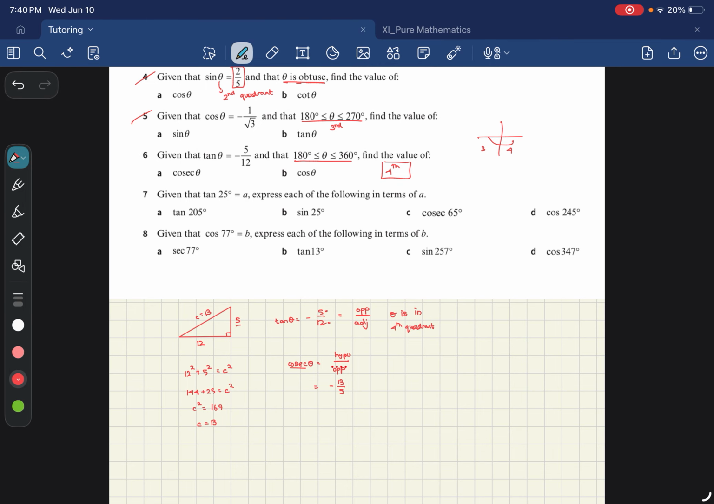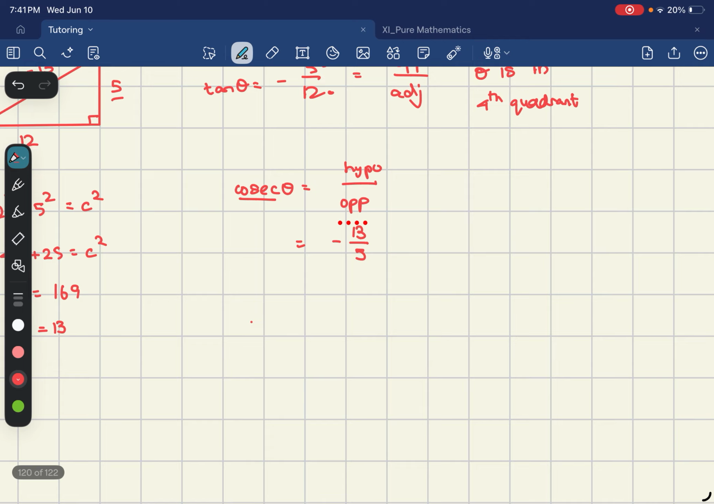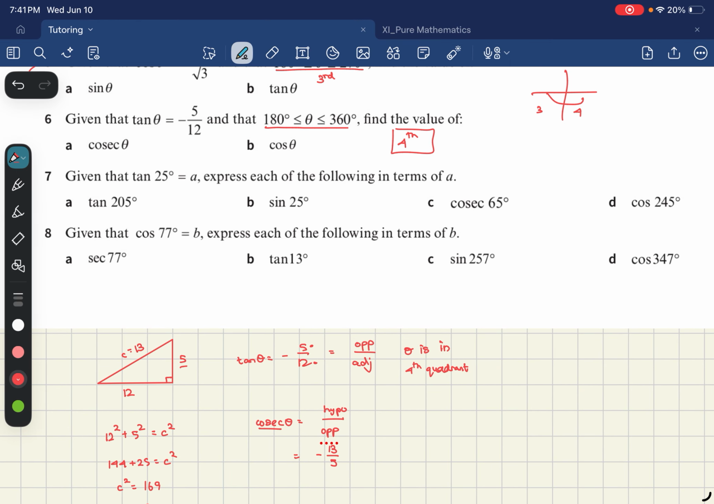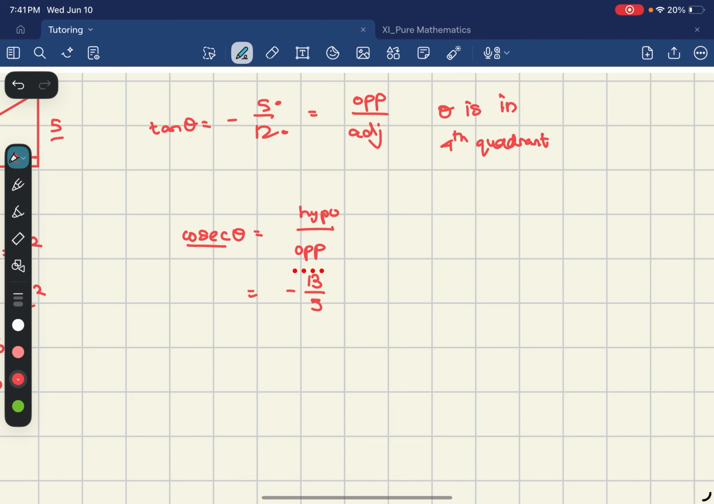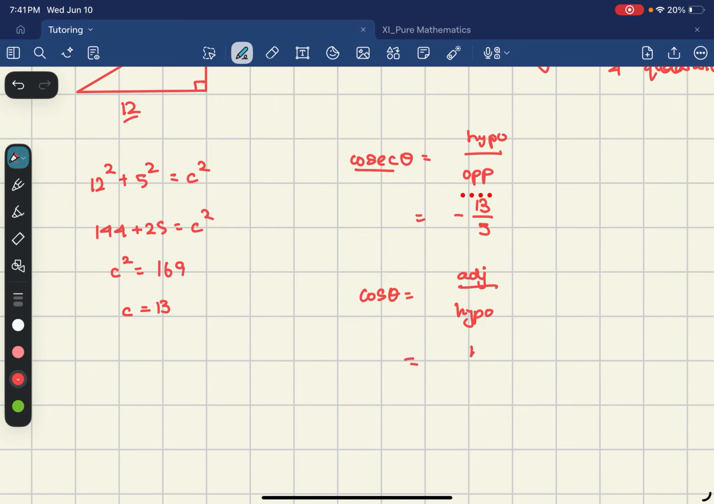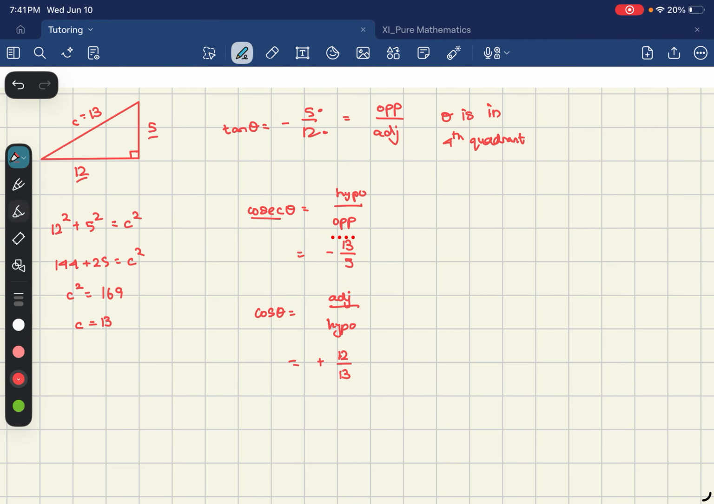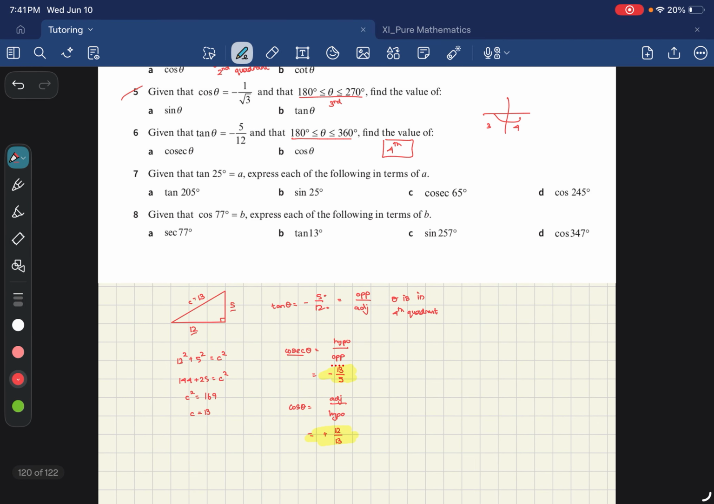Cosecant should be negative. And then, because tan is negative, it's definitely in the fourth quadrant. So cosecant should be negative, and cosine of theta is just adjacent over hypotenuse. What is the adjacent? That is 12. What is the hypotenuse? That is 13. And in the fourth quadrant, cosine is positive, so it's 12 over 13. So this should be negative, this should be positive. I don't know why the textbook is not accurate on these ones.